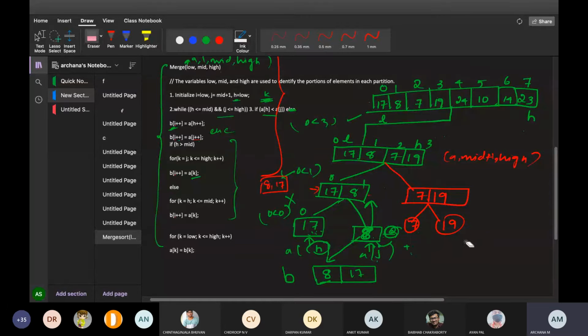Now check the condition. This is H. This is J. Is H less than J? Is 7 less than 19? Yes, the condition is true. Whenever this is less than 19, directly put that into the array here. Now I am merging this 7. Now increment the value of H. H plus plus. Can you increment the value of H? No, you cannot increment because no elements are there. When no elements are there, directly go to the J value. Whatever elements are there in J, directly put those elements into the array. Now you got 7 comma 19.